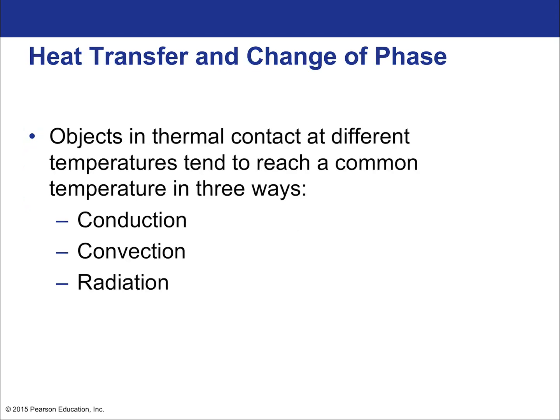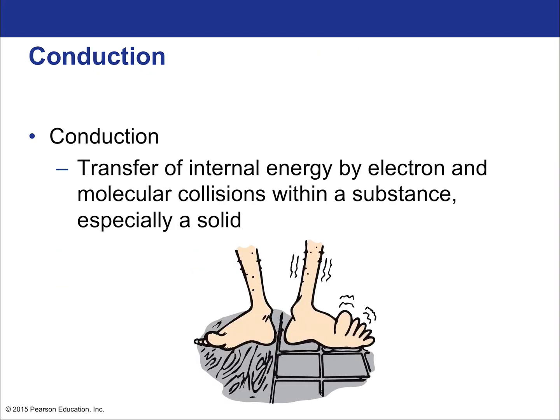Okay, so heat transfers and changes of phase. Well, when do we expect it? Well, objects in thermal contact at different temperatures will reach equilibrium, and they'll do that in one of three ways or a combination of different ways: conduction, convection, and radiation. Those are the mechanisms for objects to reach equilibrium, because we spoke about before, heat will continue to flow until equilibrium is reached, which is just when an object and its surrounding are the same temperature, or when two objects that are touching are the same temperature. That's equilibrium, okay?